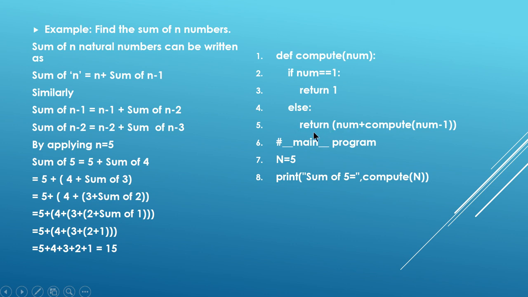Now I have to write a program to call that recursive function. I am giving the value n is equal to 5, and then print sum of 5 is equal to compute of n. It will call with the value of 5. When you run this program, you will get the output as sum of 5 is equal to 15. Now let us understand how this particular program works step by step.